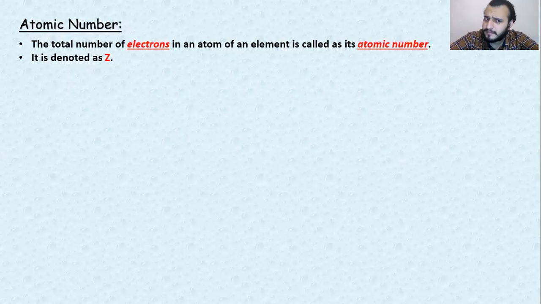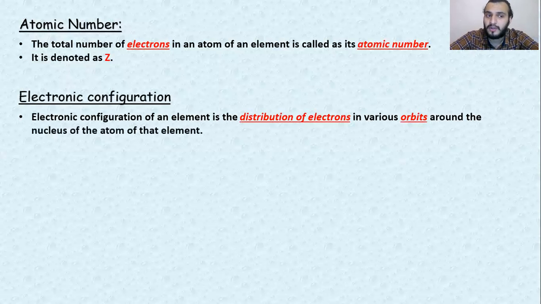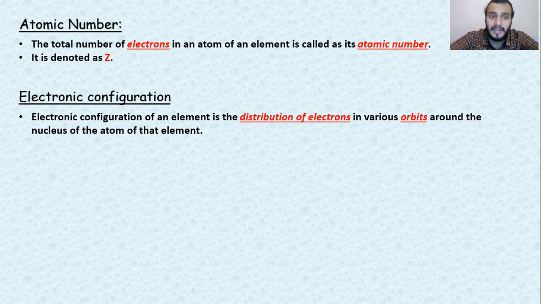But as we all know, inside an atom, are these electrons present together or are they distributed? Obviously, electrons are not present together. They are distributed, and the distribution of electrons is nothing but electronic configuration. So what is electronic configuration? Electronic configuration of an element is the distribution of electrons in various orbits around the nucleus of the atom.